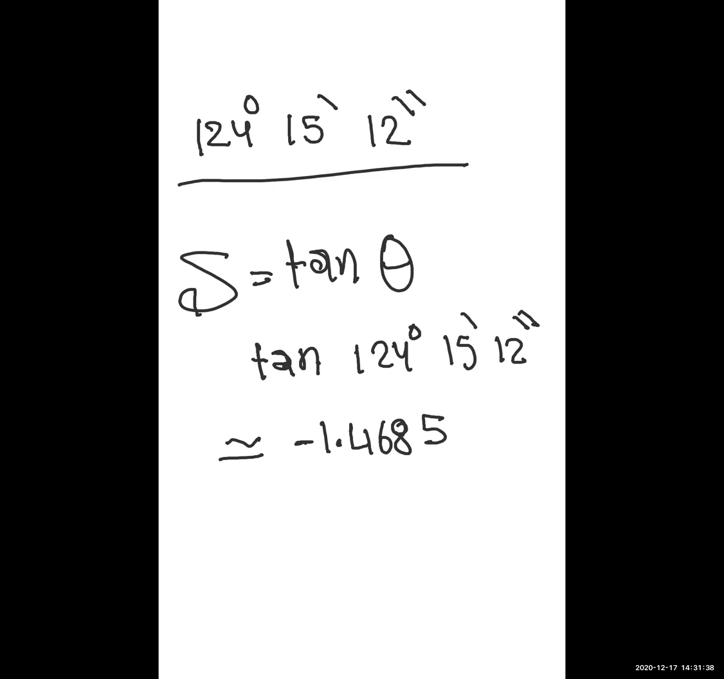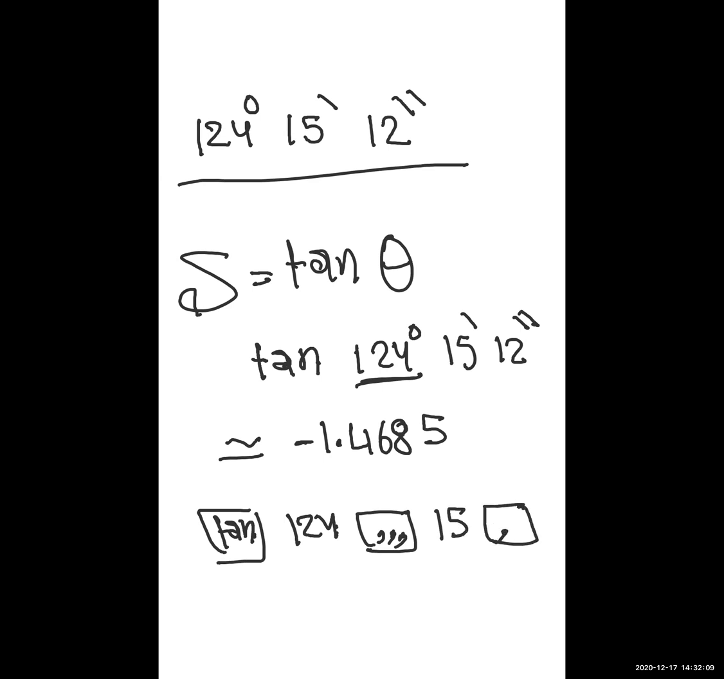Okay, guys, how to get it using the calculator? Tan first, then enter the value of the angle like before. We studied that before in the last unit, unit 4. So tan, then the degrees, 124, then this button, which is related to the minutes and seconds, then 15 minutes, then again this button one more time, then the minutes first, then the seconds, which is 12, then again this button, then equal. So it will give this value.